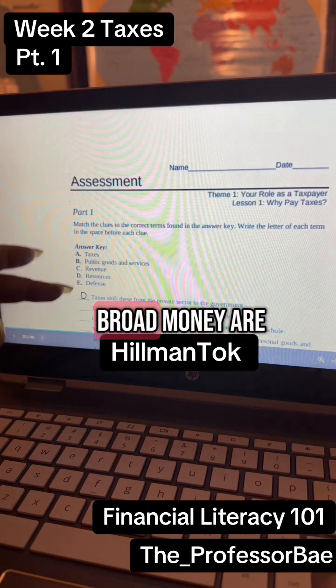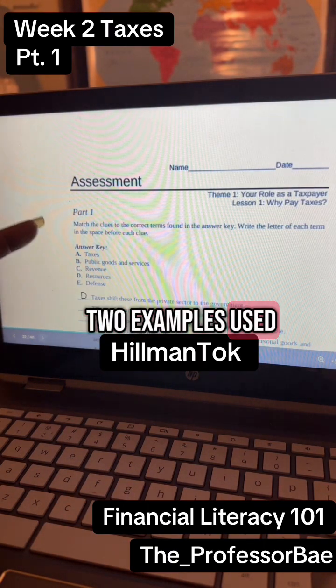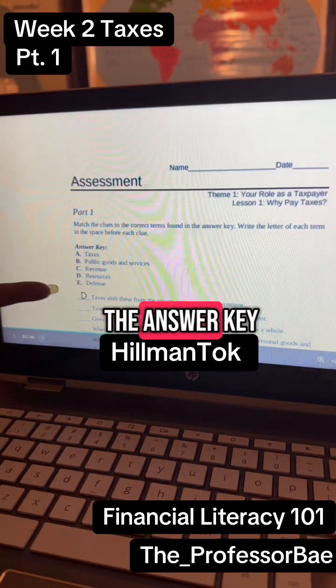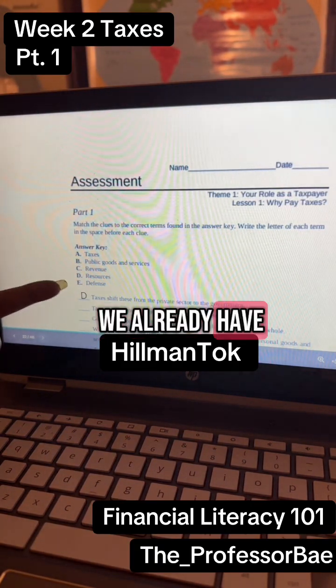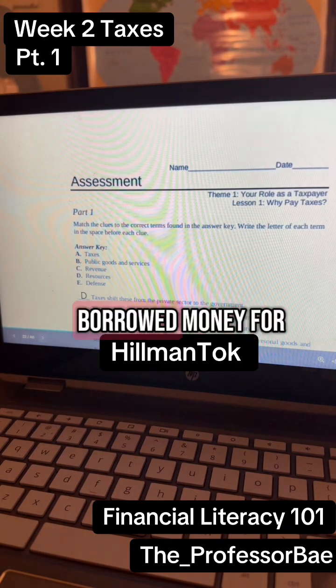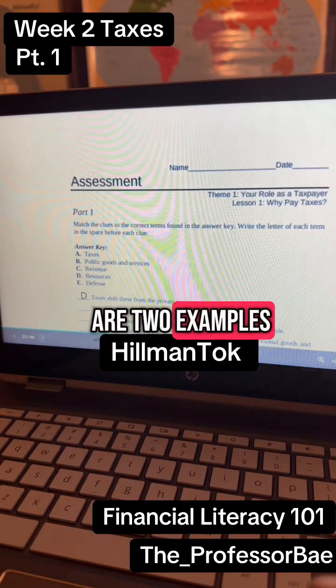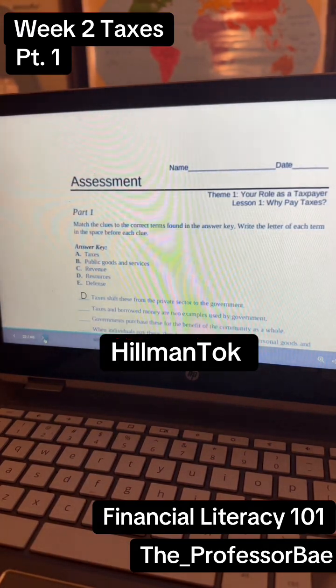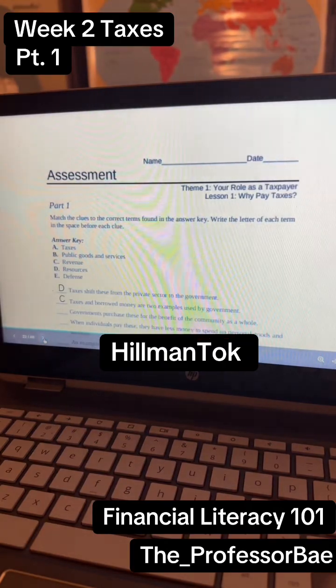Taxes and borrowed money are two examples used by government. Let's look at the answer key. We already have D. Taxes and borrowed money are two examples used by the government. All right. Well, the answer is C. Revenue.